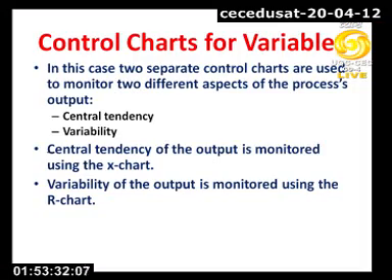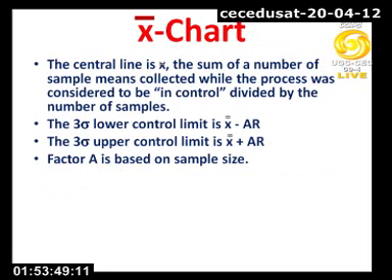In this case, 2 separate control charts are used to monitor 2 different aspects of the process's output: central tendency and variability. Central tendency is given by the X bar chart, variability is given by the R bar chart. Central tendency of the output is monitored using the X chart, variability of the output is monitored using the R chart. The central line X double bar is the sum of the sample means collected while the process was considered to be in control divided by the number of samples, which we have already discussed.